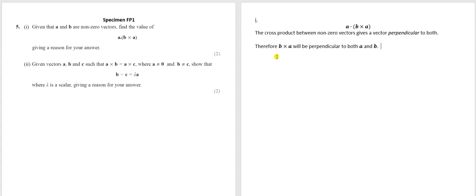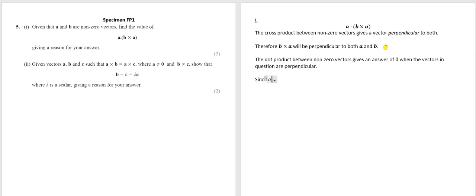So what does it mean? If B cross A is perpendicular to both A and B, then we've got a vector perpendicular to A in particular. Why is that useful? Well, the dot product between non-zero vectors gives an answer of 0 when the vectors in question are perpendicular.